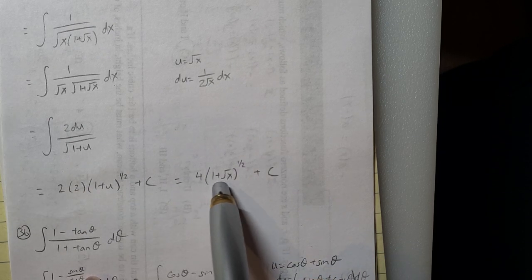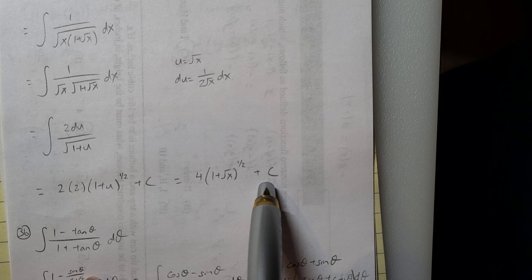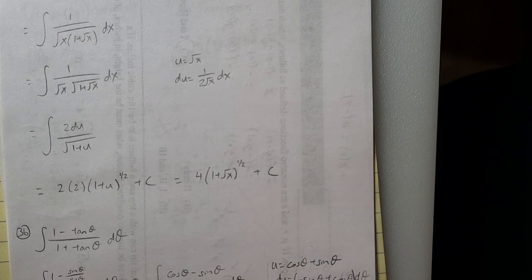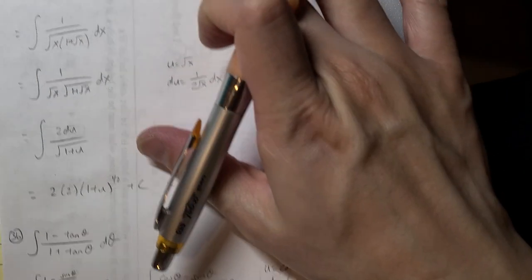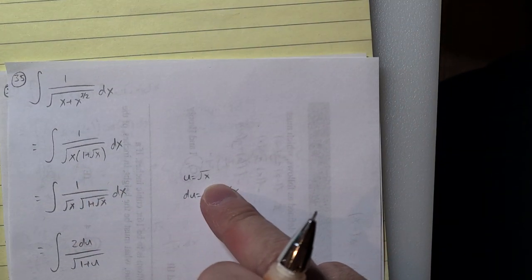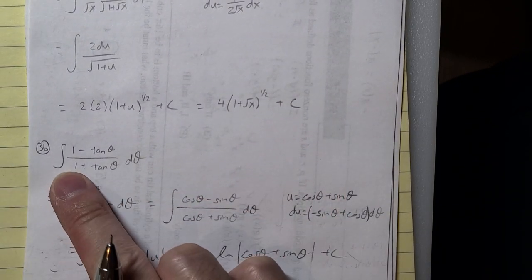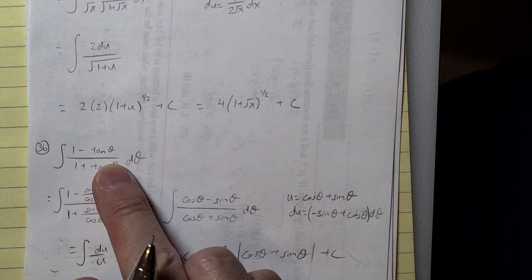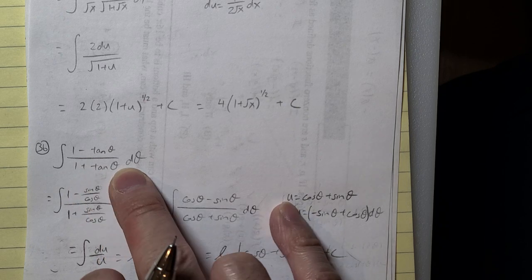4 times 1 plus square root x to the half power plus c. Okay, that's how we do this one. This one's just some algebraic manipulation to be able to do a substitution. Okay, 36, we have this integral of 1 minus tangent theta over 1 plus tangent theta d theta.